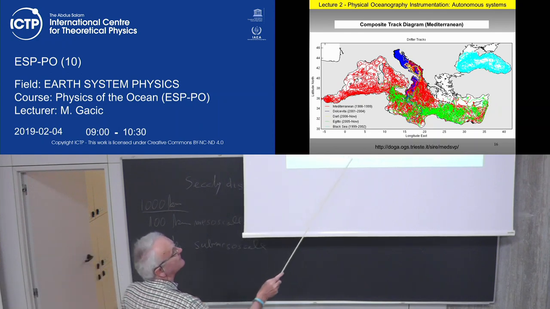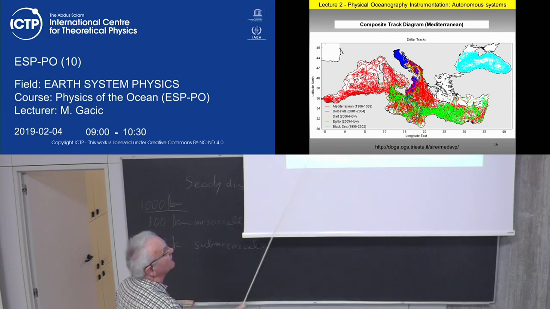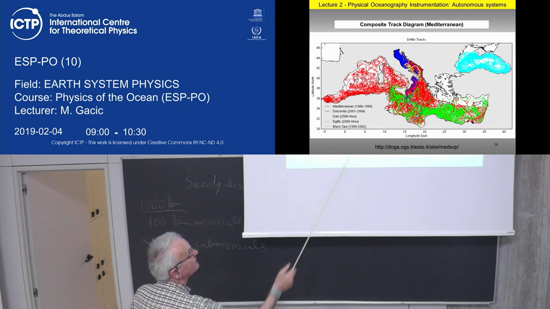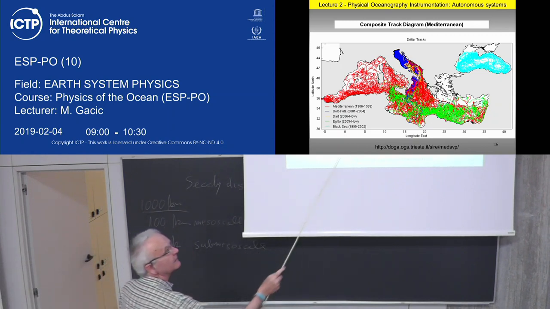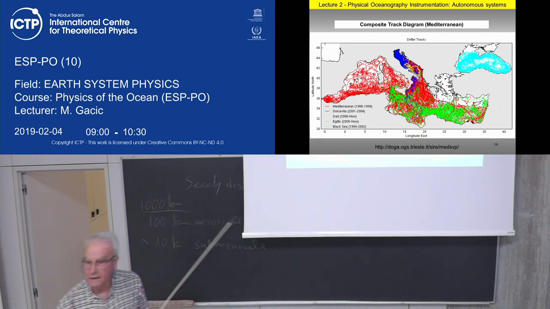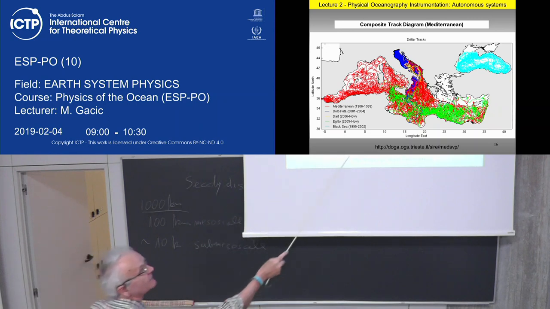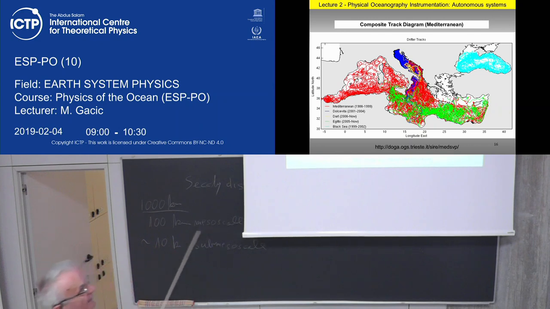For example, if you look at these yellow trajectories in the Adriatic, you can see that they describe the South Adriatic gyre, because in the center there is no yellow trajectory. So you can get quite a lot of information simply from looking at this spaghetti diagram.